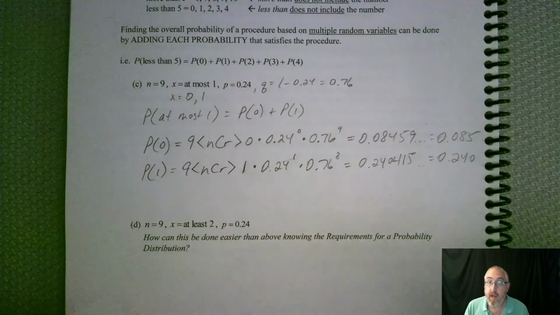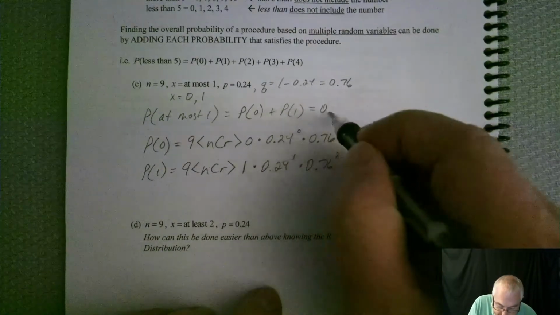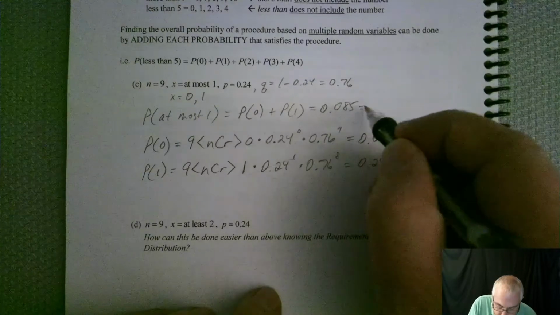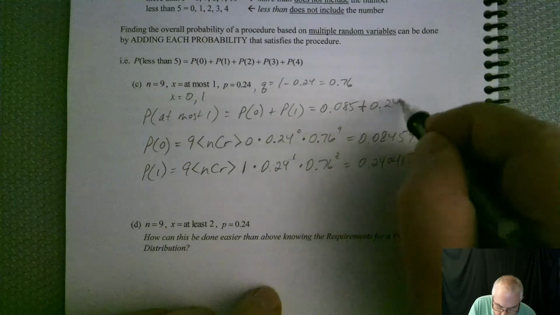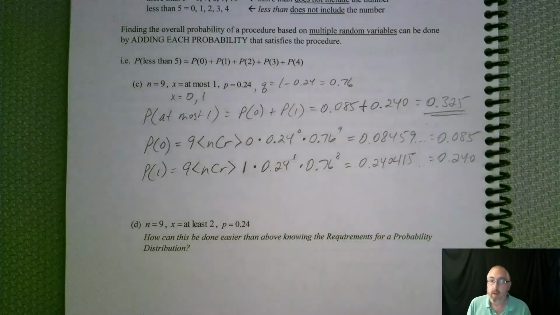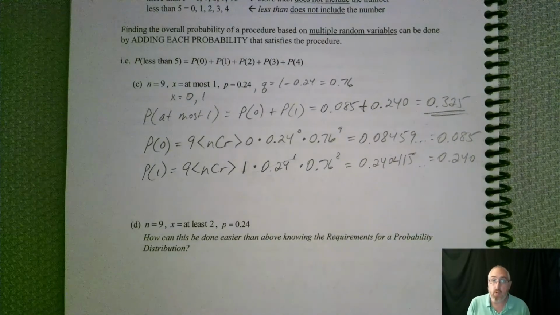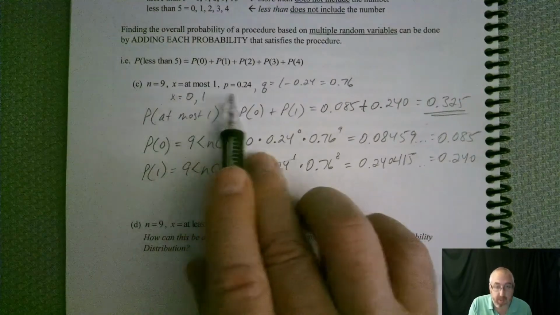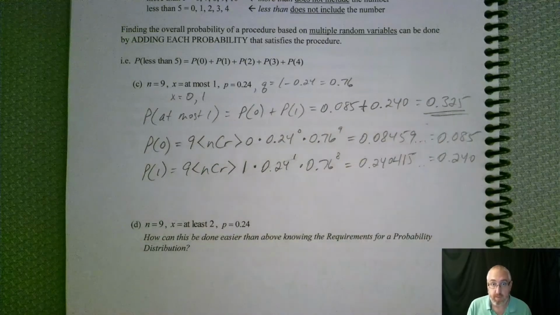All right, so now we have those two probabilities. So now we're basically done. We just have to add those probabilities together. And we have our answer. So 0.325 is going to be that probability. So at most 1. The chances of getting at most 1 when n is 9 and the probability of success is 0.24 is 0.325.